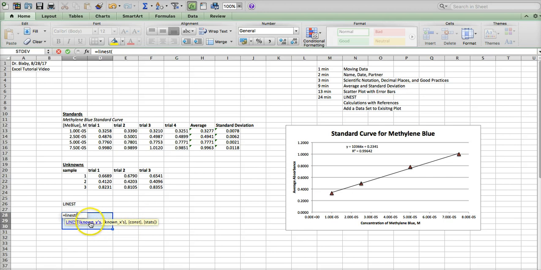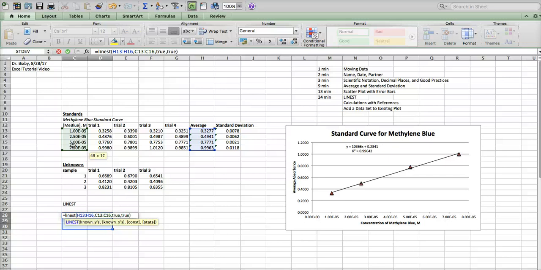So we're going to select our known y values, which are going to be the average absorbance, right? That was our y-axis. So I'm going to select that now, okay? And then I'm going to hit a comma, okay? And now it's going to ask for the known x's. So I'm going to select the concentrations. I know what those x values are. And then you don't really need to know much about this. You just need to make sure that you type in true, comma, true.